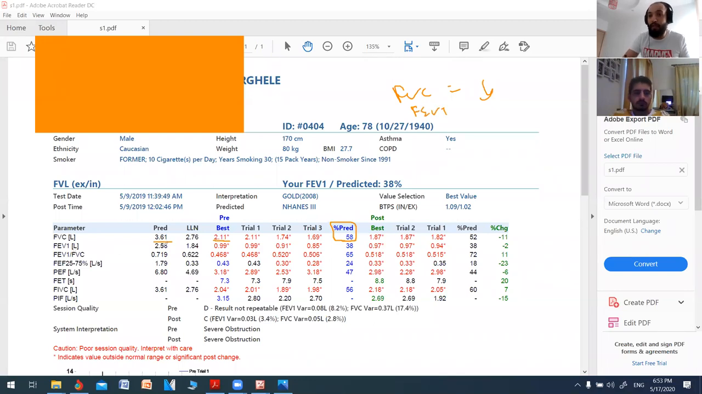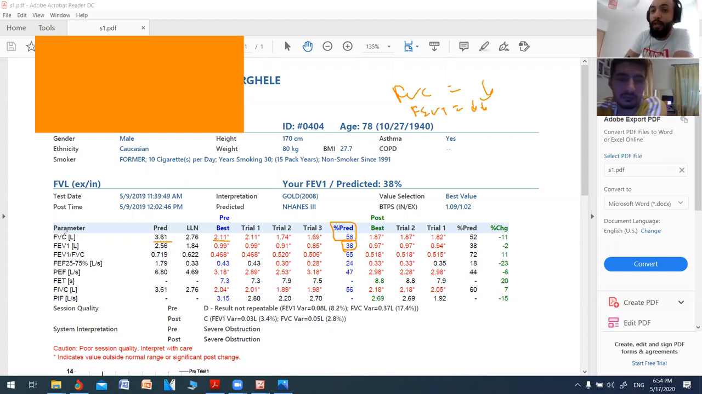FEV1, normal value is 2.56. Best is 0.99. It is low, but how much low? Let's see. It is very low. You see? You only breathe one liter out of 2.5 in the first second. So this is very low. FEV1 will be what? Very low.